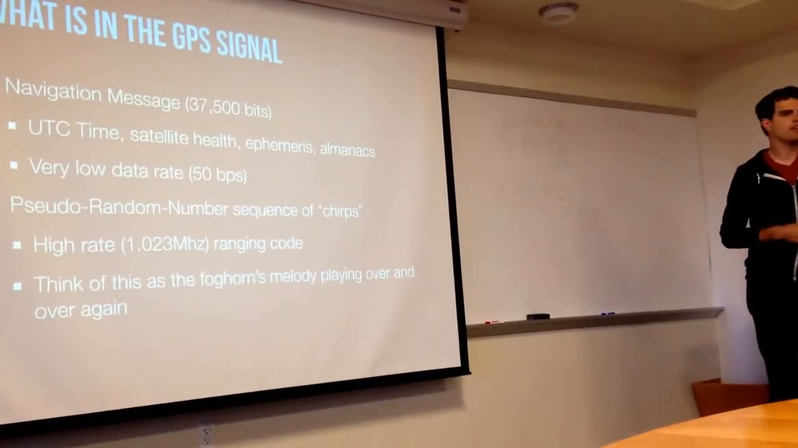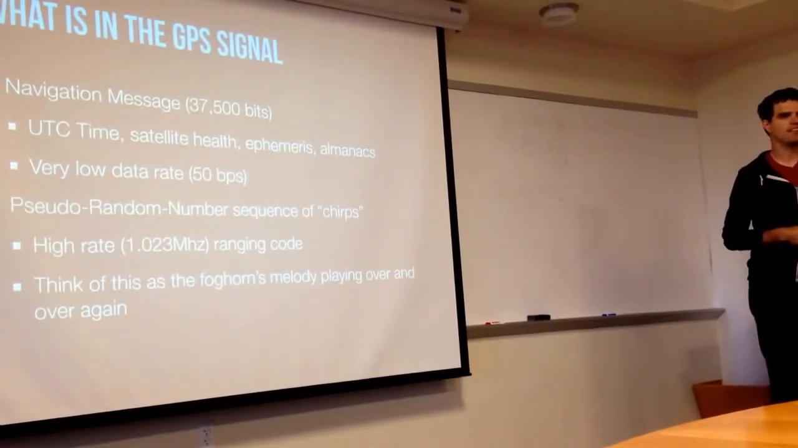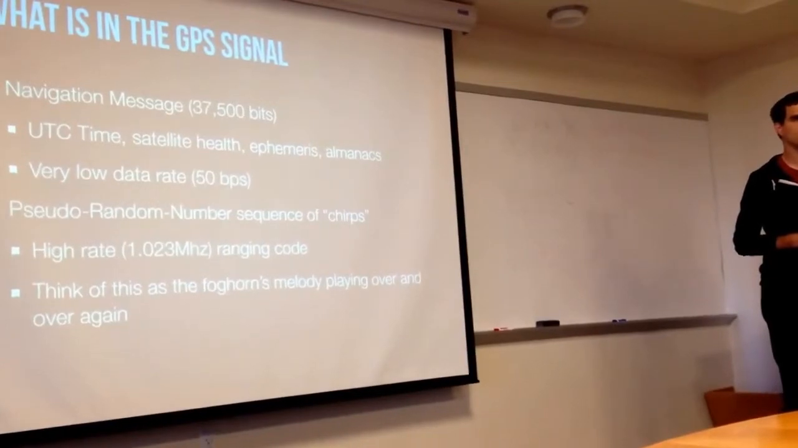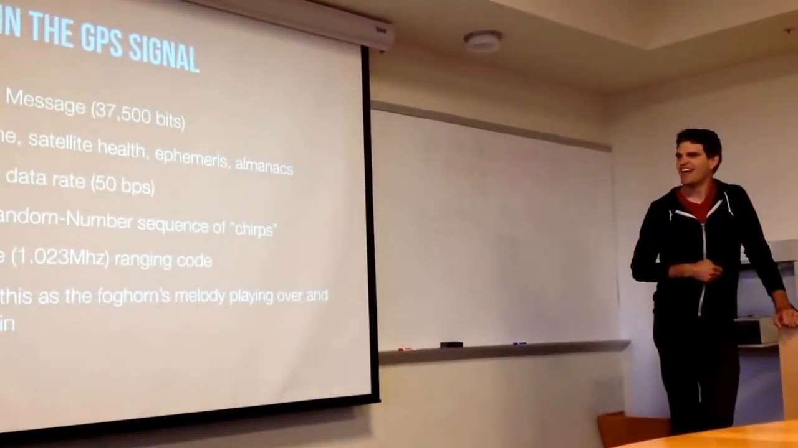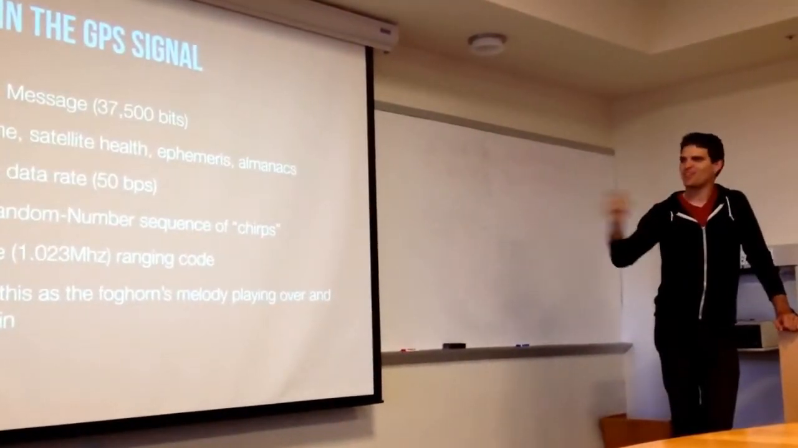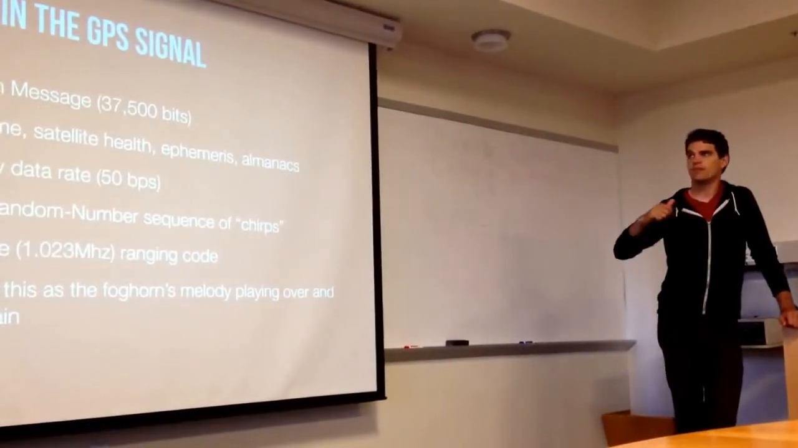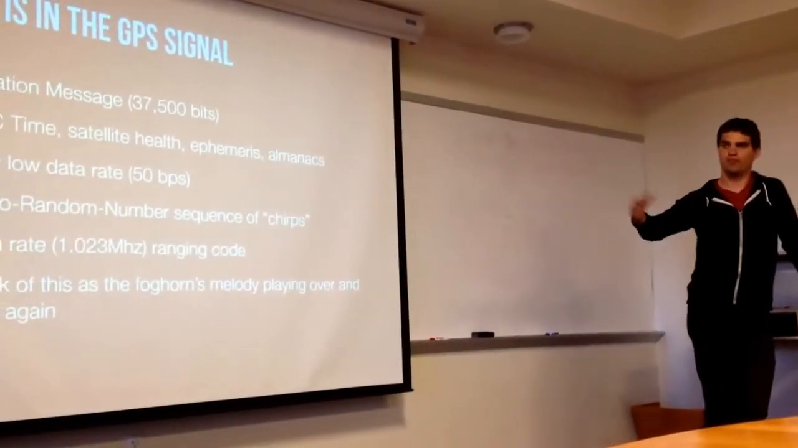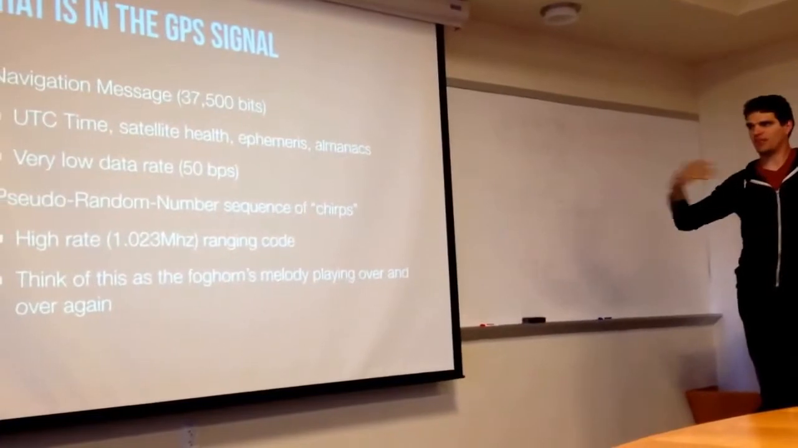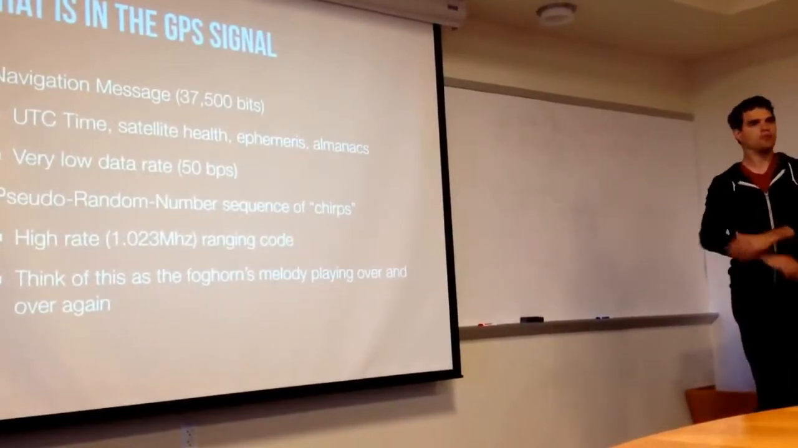And this comes down at very, very low bit rate, 50 bits per second. Okay, this is like, you can't watch porn on this. This is like the slowest connection you've ever had. It also sends down, basically on top of, this is then encoded using what's called a pseudo-random number sequence of chirps.